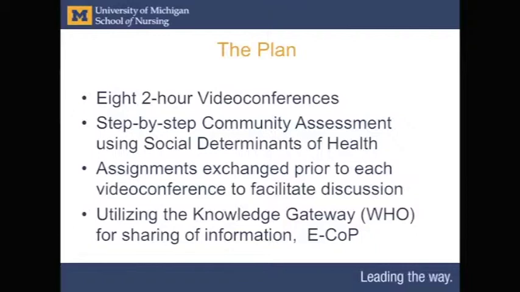So this is the basic plan. We have approximately 8 to 10 two-hour video conferencing sessions. Our students here and our global partners each do a community assessment in their local community, and we use those social determinants of health as a basis for our discussion. Each week we look at a specific social determinant of health, and small groups of students on both sides look at that. For instance, look at education in their locality. We exchange the information in advance so that we can facilitate our discussion while doing the video conferencing.